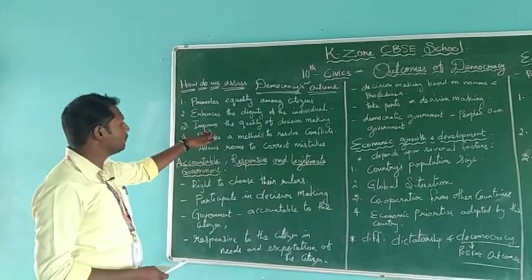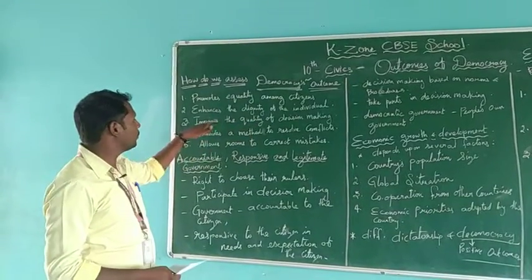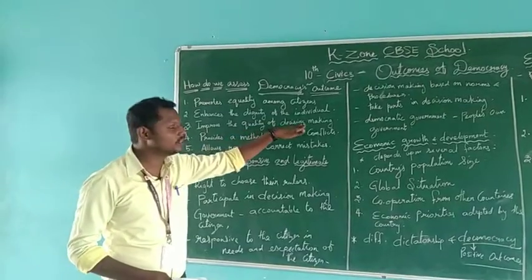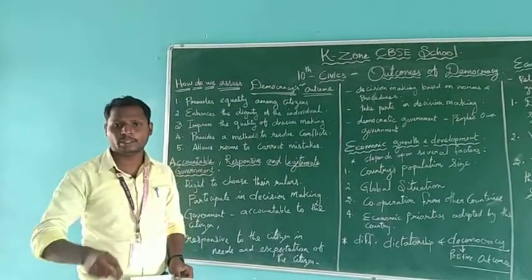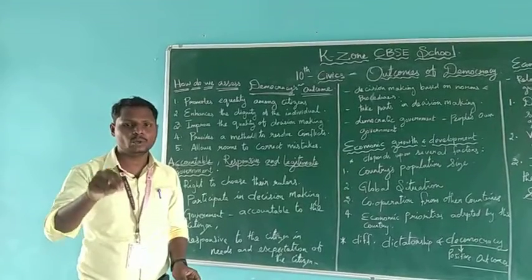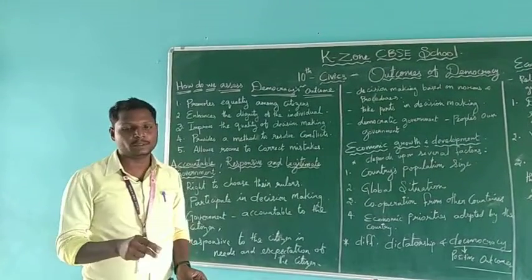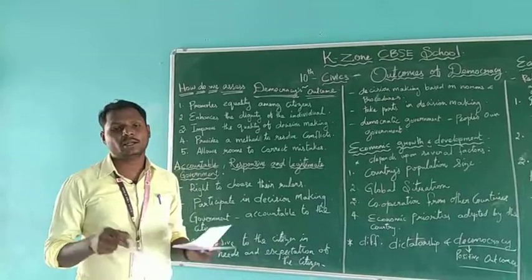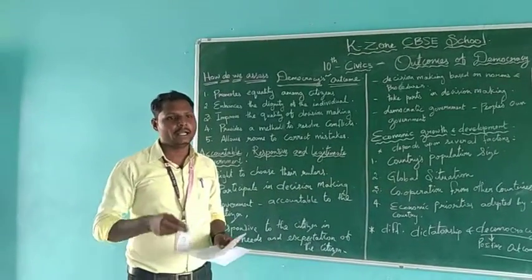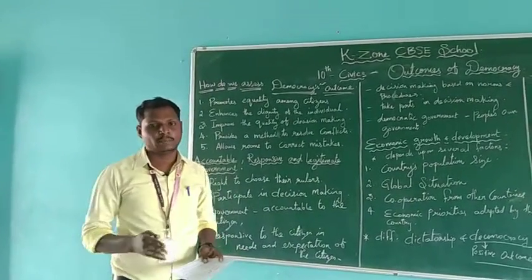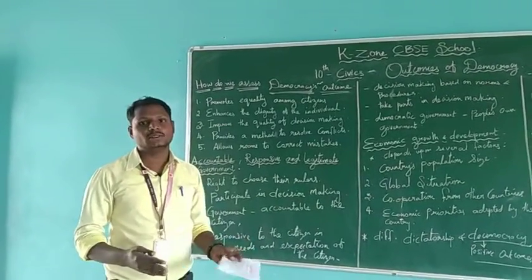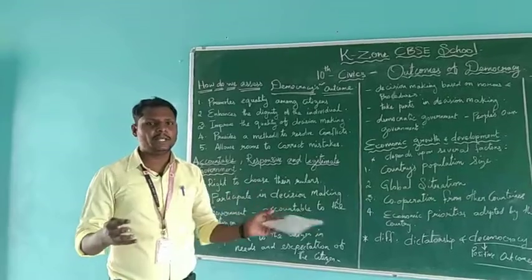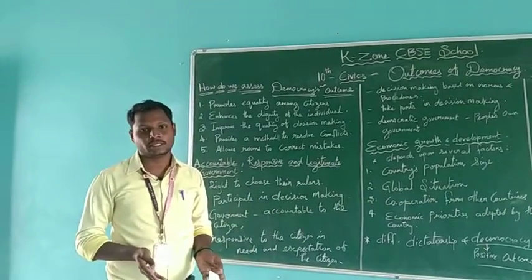Third one, improve the quality of decision making. So decision making is an important skill we should have in a democracy. We should look at the people overall, because in our country different types of people are living, and there are many divisions based on language, caste, places, and culture. These are the many different parts in our country.